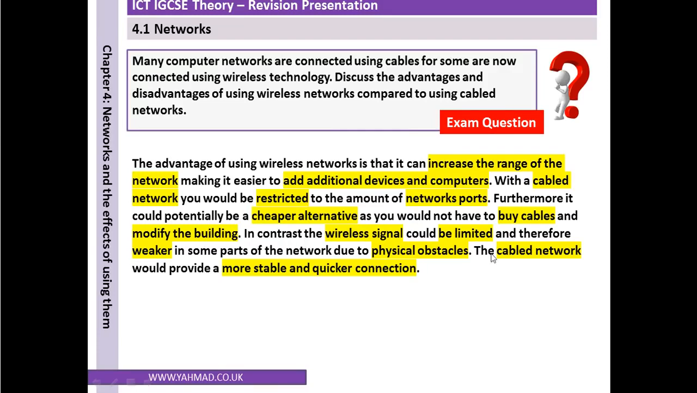In contrast, the wireless signal could be limited and therefore weaker in some parts of the network due to physical obstacles. The cabled network would provide a more stable and quicker connection.